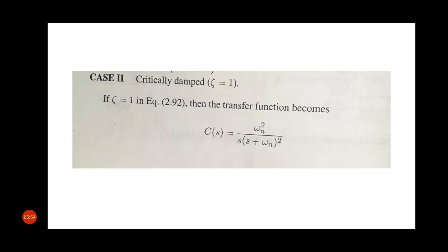Now come to the second case. For the second case, we consider zeta equal to 1.